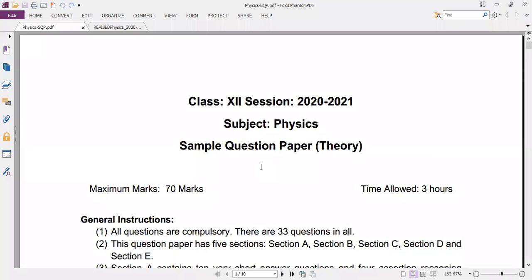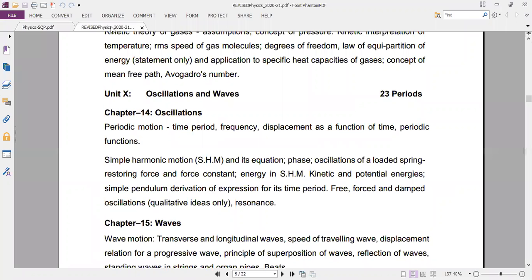and as it is, for class 11th also the same pattern, based on your revised syllabus. Okay. Any doubt? If you have, you can ask.